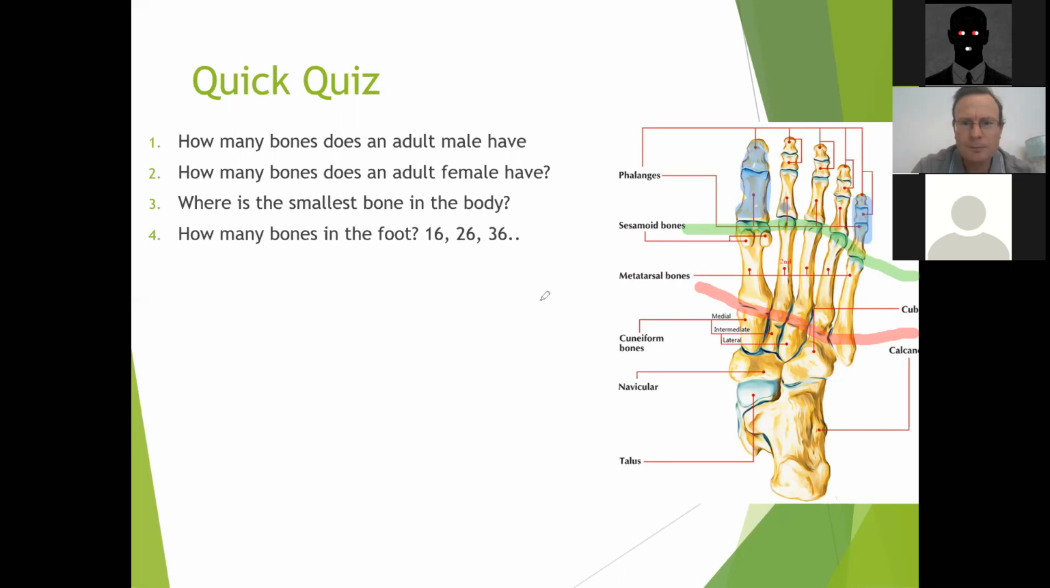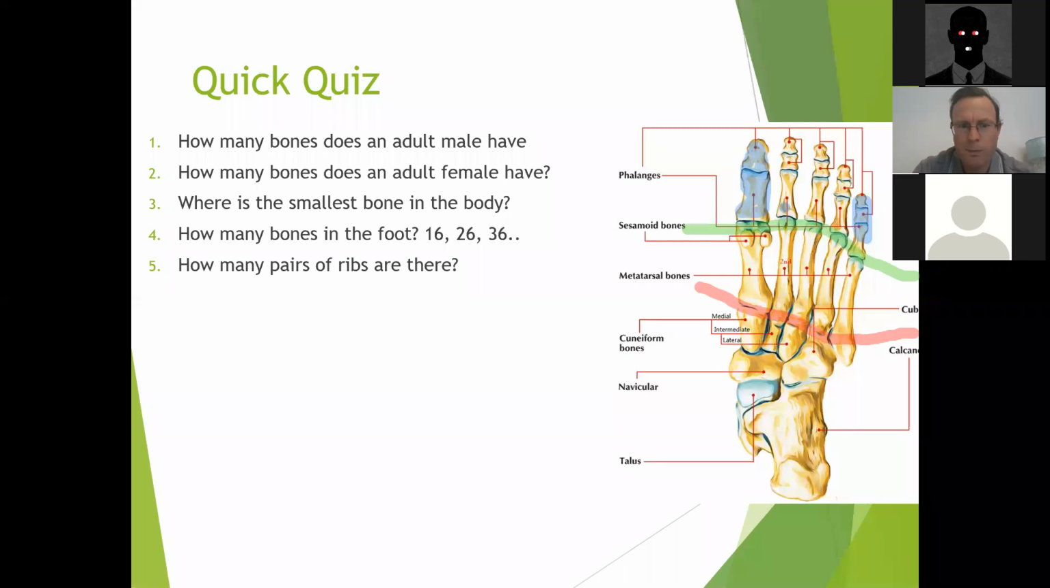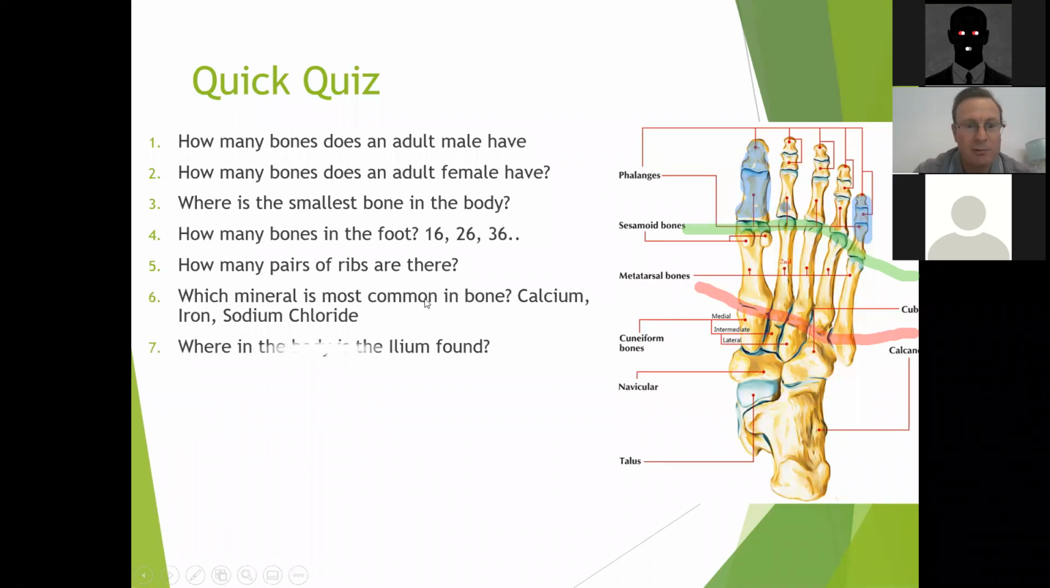Okay. How many pairs of ribs are there? I mentioned this earlier. How many pairs? Anyone? Come on. Yeah, well done, Troy. Good. 12 pairs of ribs. Which mineral is most common in bone? I've got two questions come up. Which is the most common mineral in bone? Is it calcium, iron, or sodium chloride? Which of those three? Well done, Caden. Calcium, good stuff.